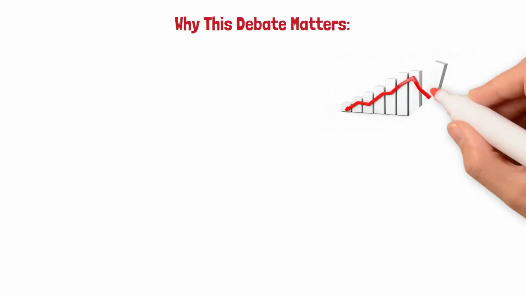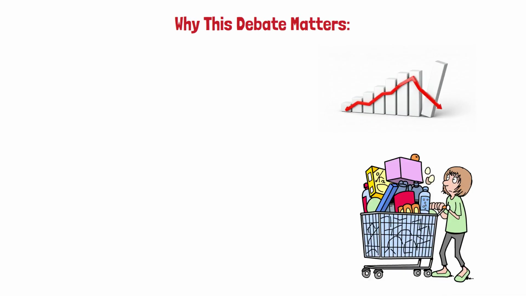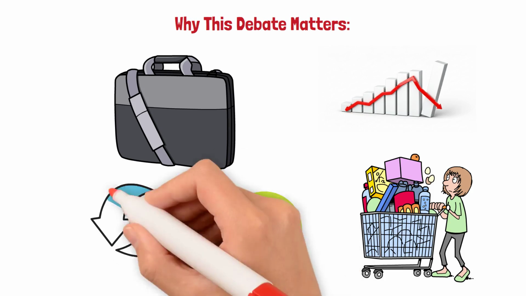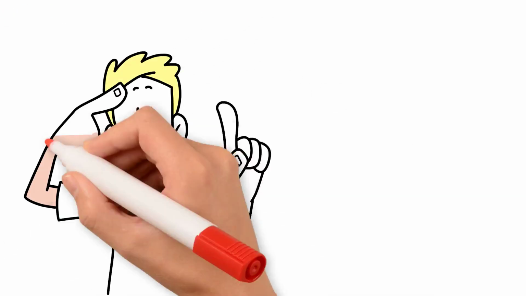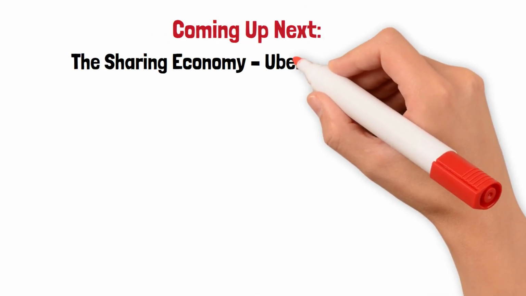Why this debate matters. Recessions and stagflation affect everyone, from the price of groceries to job security to your investment returns. Knowing how these cycles work and the tools to address them helps us understand the decisions that shape economic stability. Coming up next, the sharing economy, Uber, Airbnb, and beyond.